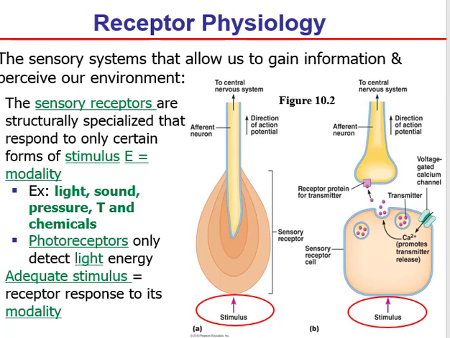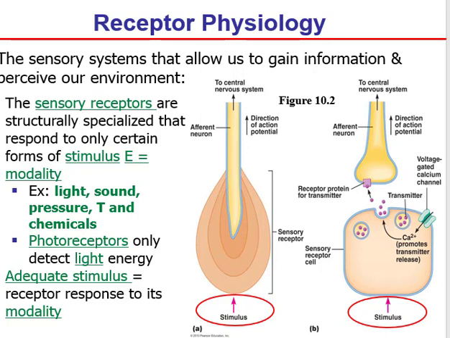The sensory receptors are structurally specialized and will only be able to respond to very particular forms of stimulus energy called a modality. Examples of modality include light, sound, pressure, temperature, and chemicals, like we tried on the neurons during lab number 3. An adequate stimulus is a receptor's response to its modality that causes a receptor neuron to reach threshold.